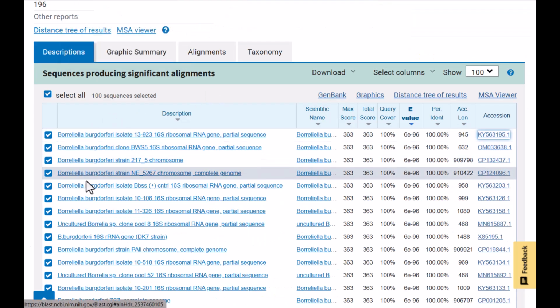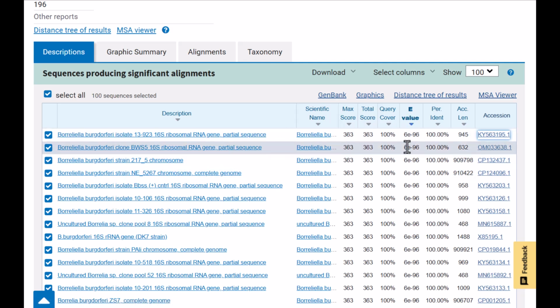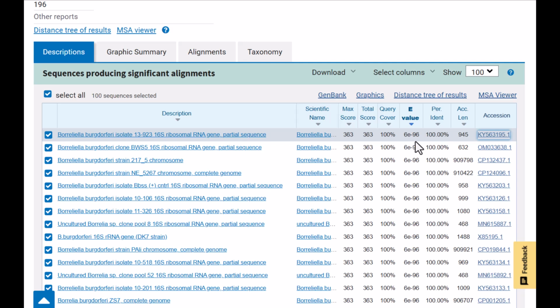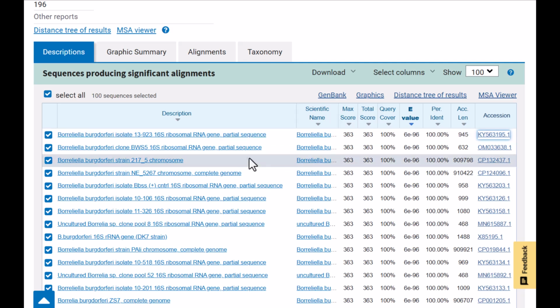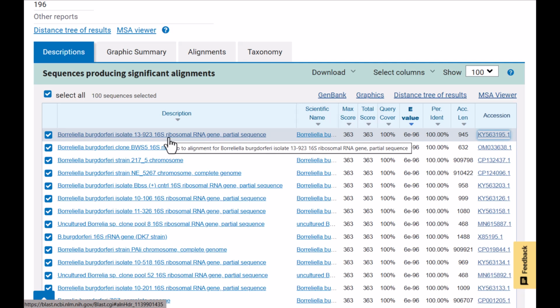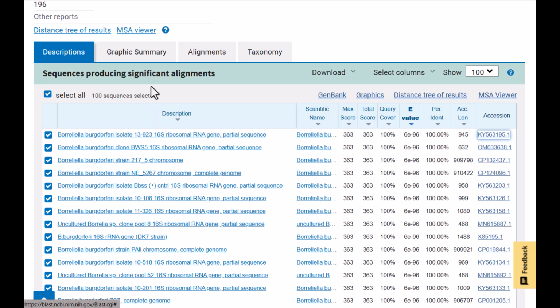So Borrelia burgdorferi, different types of strains. The E value is really high. So again, it's very unlikely that it's just by pure chance. So there's a good chance that the sequence we had is actually from a Borrelia organism. The query covers 100%, so all of the nucleotides are used, and it is 100% alignment. So again, we are very, very sure from our analysis that the sequence we entered was part of the 16S of Borrelia burgdorferi, the organism that causes Lyme disease.